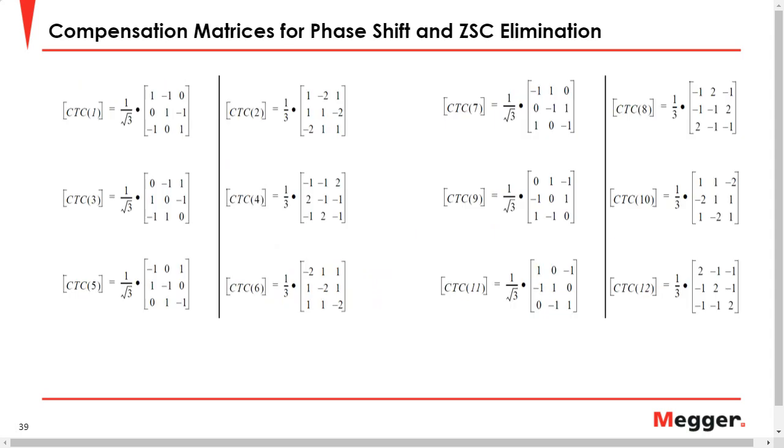And this is just some of the other compensation matrices for phase shift and zero sequence current elimination. Just a note, whenever the CTC is 0, it is simply an identity matrix, but for non-zero values, we can see our matrices here, and for these non-zero values, it does remove the zero sequence component from the measured current.